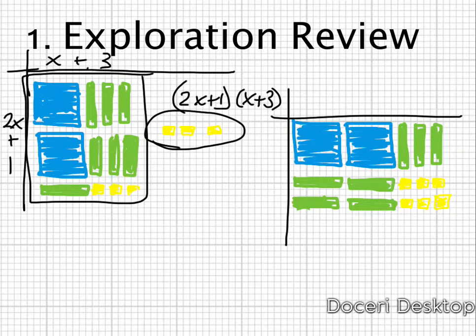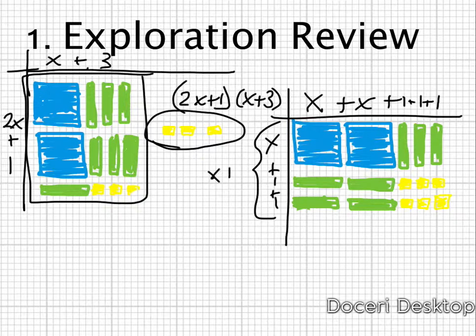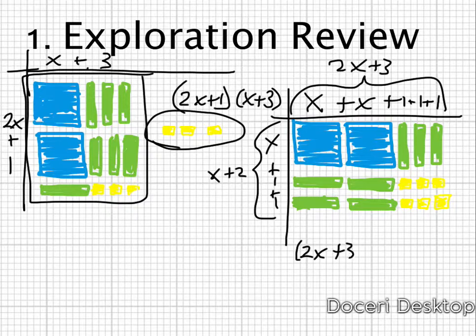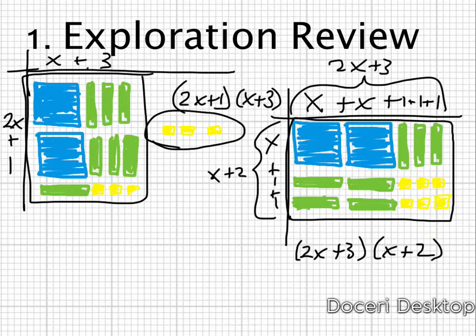When we draw my top and bottom, I have x plus 3, or you could say 1, 1, 1, which is still 3, and I have x plus 1 plus 1, which is 2. So this on the left side is x plus 2, and up top I have 2x plus 3. So my two binomials that multiply to give me this are 2x plus 3 times x plus 2. And the reason this works is because I have a rectangle with nothing left over.